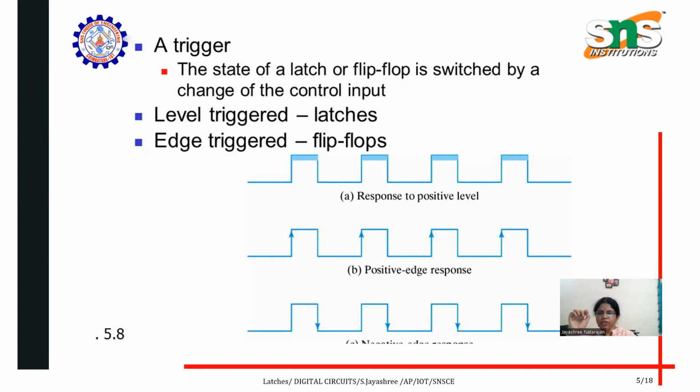So at the clock edge, the device is enabled to produce output. Okay, that is triggering, right? This is positive edge triggering, rising edge, falling edge, negative edge triggering.